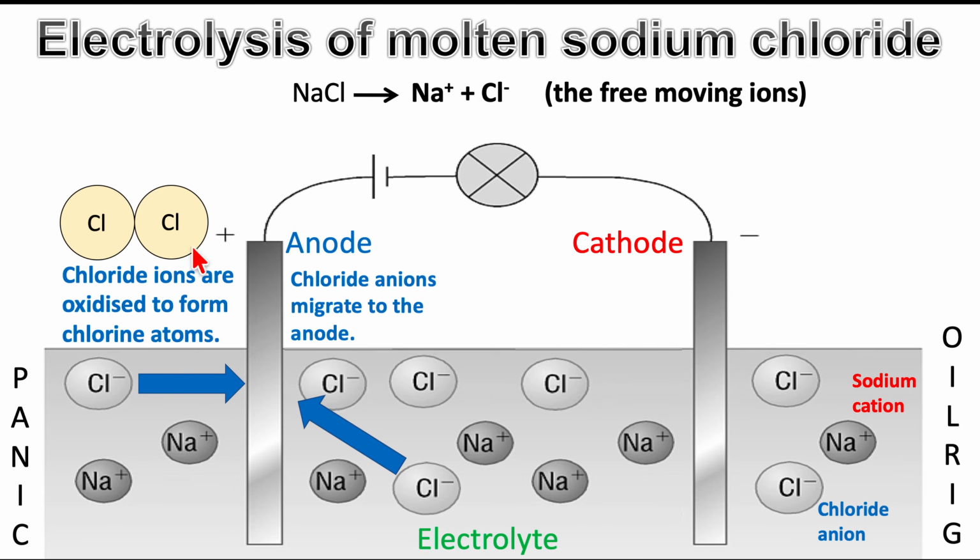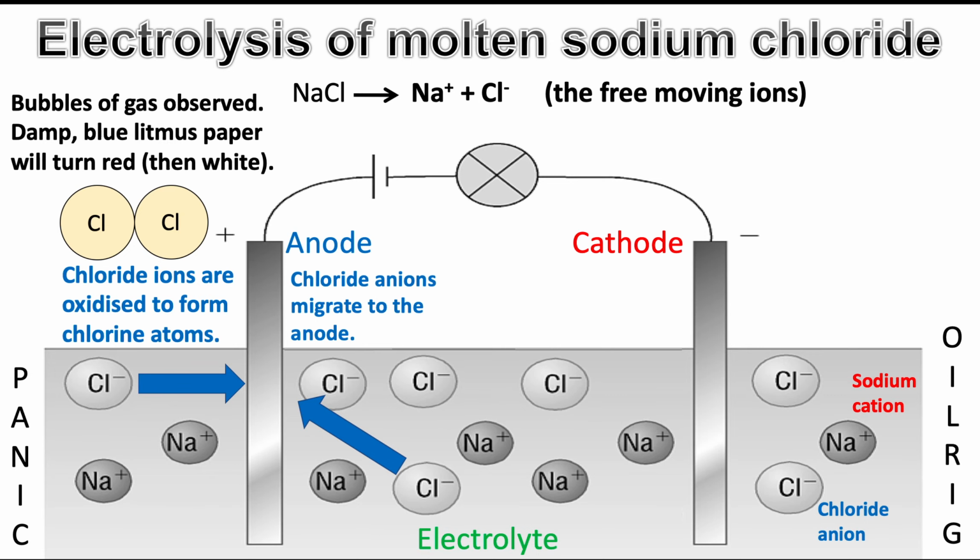And this is a molecule of chlorine that we can see here. To test for that chlorine gas, I'd expect to observe bubbles. However, that could be bubbles of any gas. So to prove that it's chlorine, again, I'd use damp blue litmus paper, which would turn red, then white if chlorine is present.